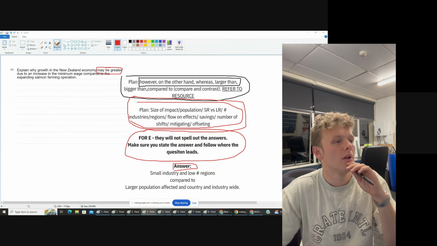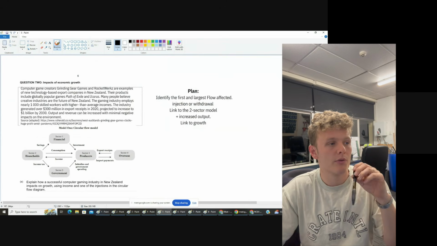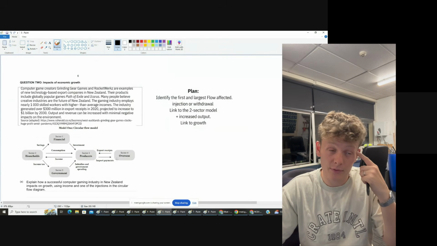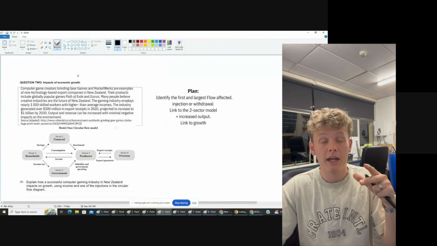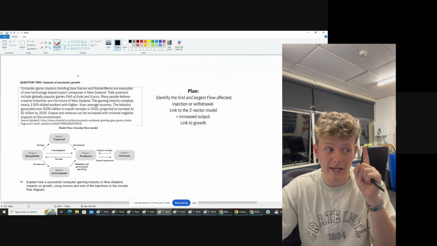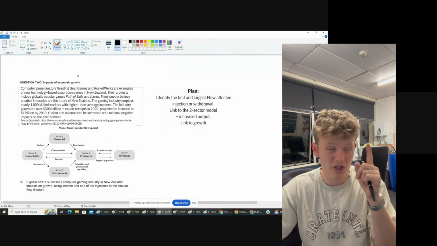Let's go to the next one. Impacts on economic growth. So we've got circular flow here. In my head, when I see circular flow and I'm reading the extract, I think straight away, identify the injection that they're going to ask about. Identify the injection or withdrawal, but probably injection.